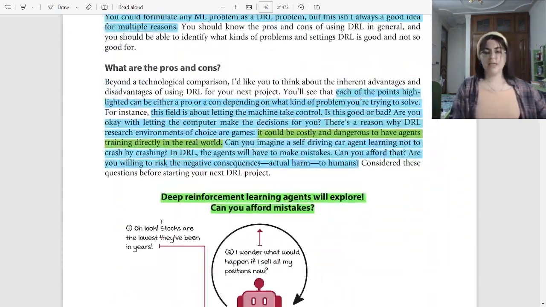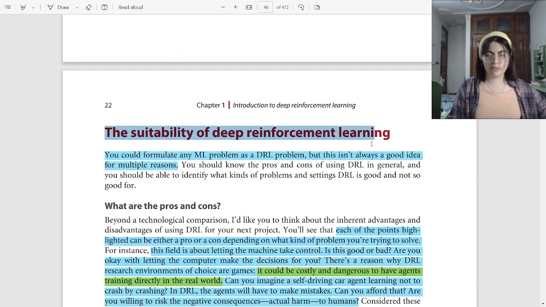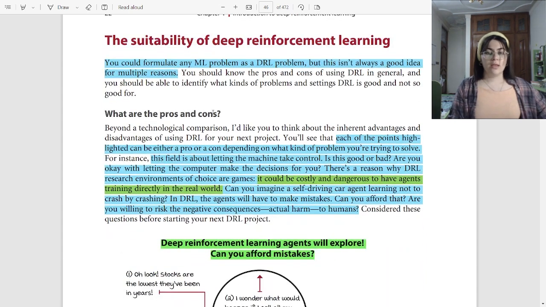But here we are at the suitability of deep reinforcement learning. It mentions that you could formulate any ML problem as a DRL problem, but this isn't always a good idea, for multiple reasons. It suggests thinking about the gist of your problem first, and then deciding whether to make it a DRL problem, because it might not be a good idea. And it talks about pros and cons.